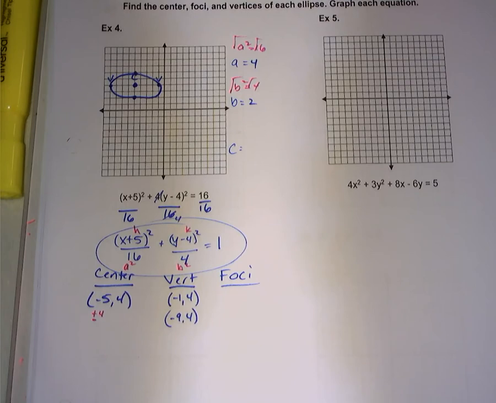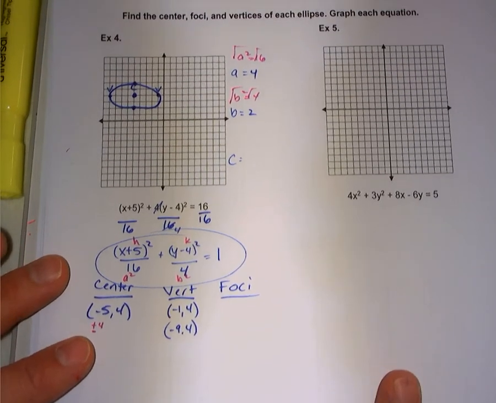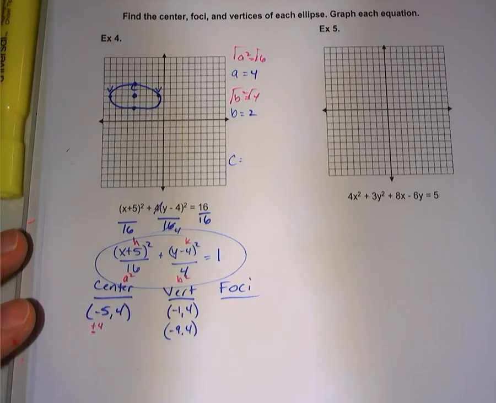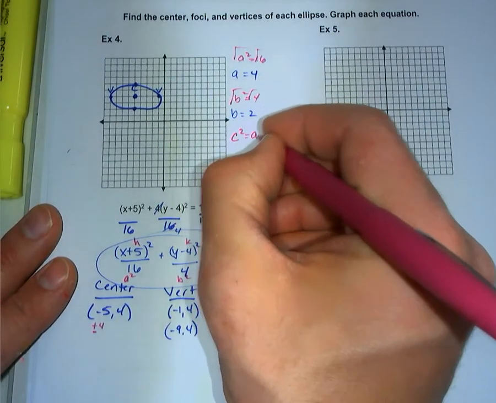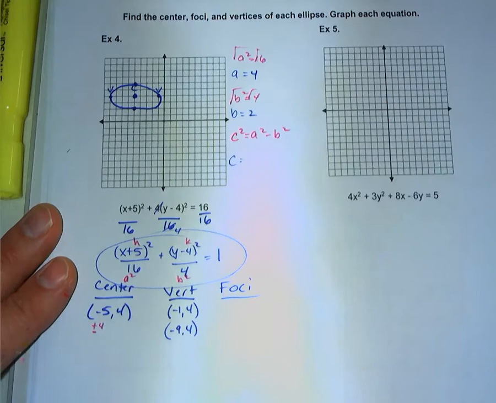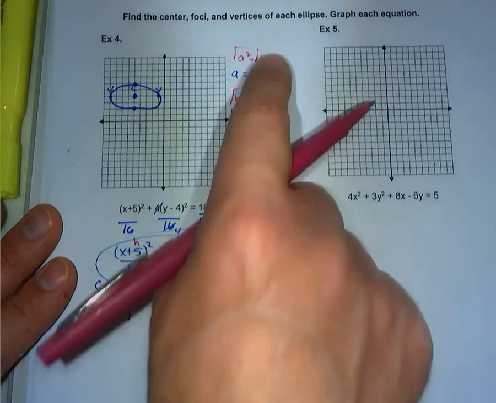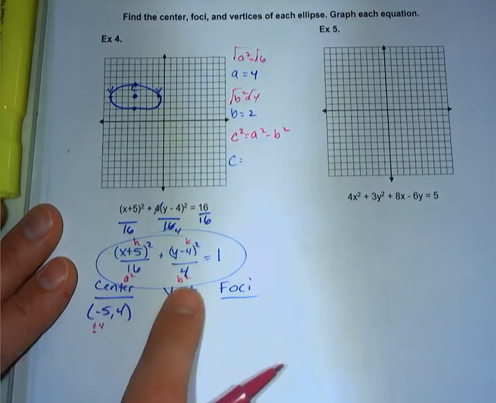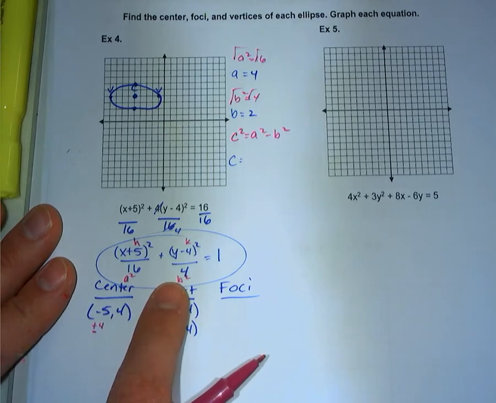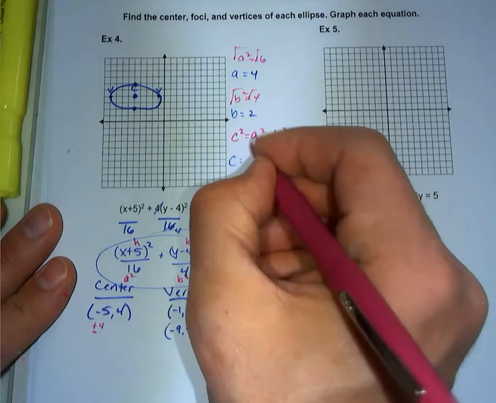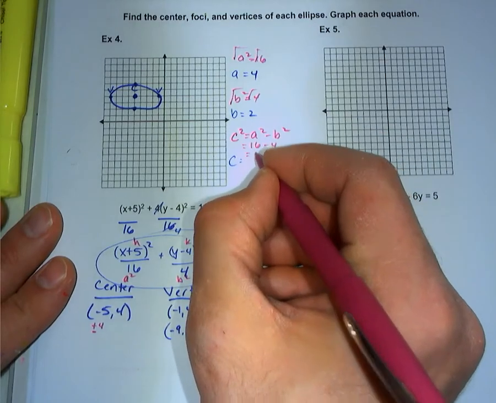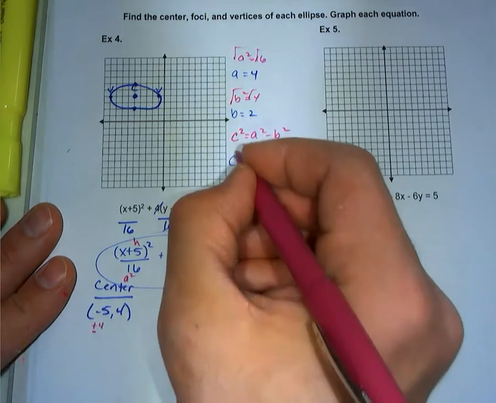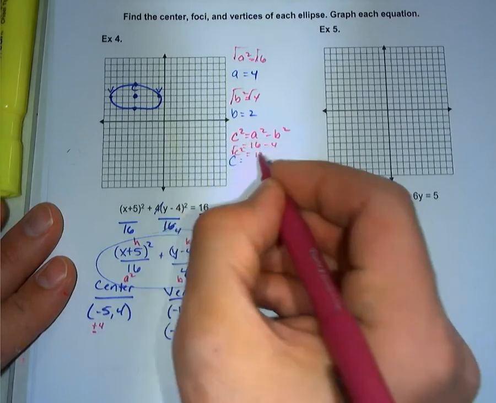All right, any questions? Last but not least, we got to come up with that foci. That foci is that formula we talked about, c squared equals a squared minus b squared. Now don't use a and b. Go down here and grab the big minus the little. Okay, take 16 minus 4. And 16 minus 4 is 12. And now we square root that.